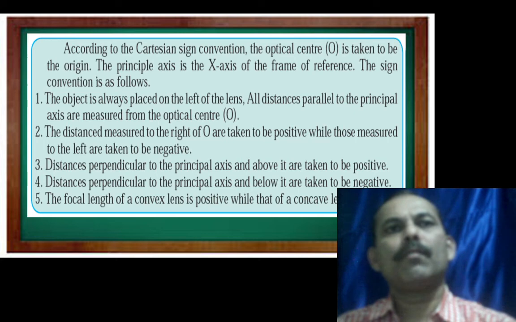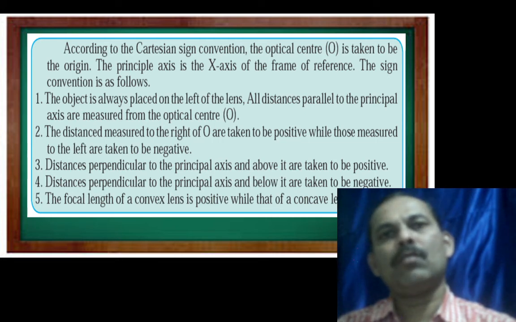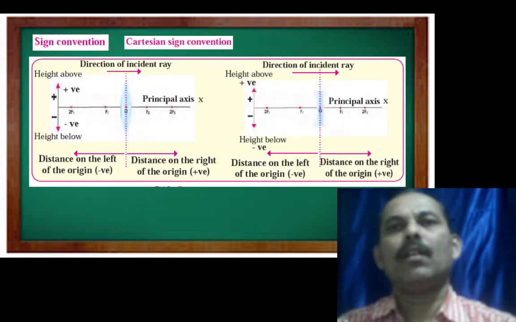Then distances perpendicular to the principal axis and above it are taken to be positive, and distances perpendicular to the principal axis and below it are taken to be negative. The focal length of the convex lens is positive, while that of the concave lens is negative. Here, focal length means the length between this optical center and the principal focus.